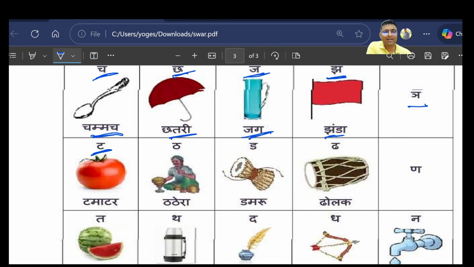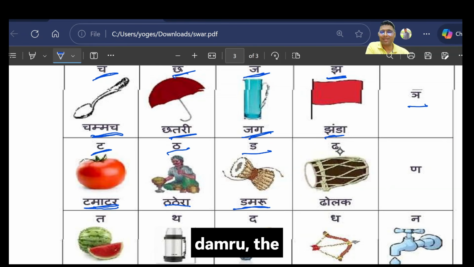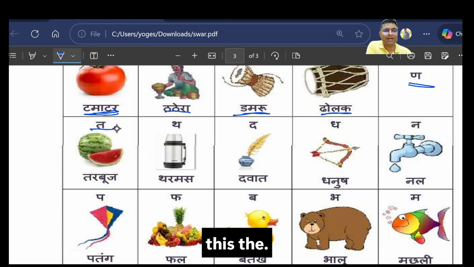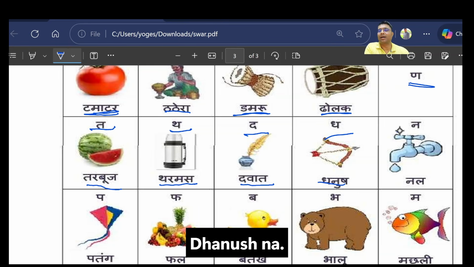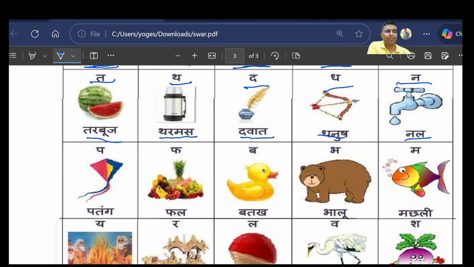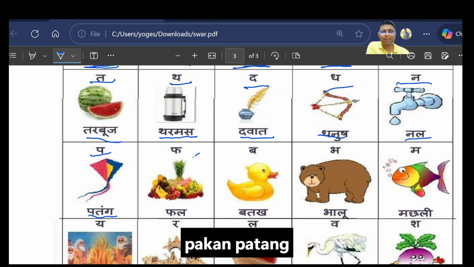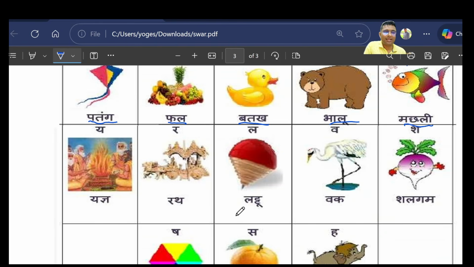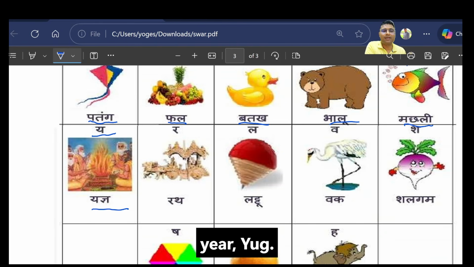Then jh झंडा. nya khali. After this, ta टमाटर. ठ ठठेरा. ड डमरू. ढ ढोलक. अण खाली. Then after this, ta तरबूज. थ थर्मस. द दवात. ध धनुष. न नल. प पतंग. फ फल. ब बतख. भ भालू. म मछली. After this, यज्ञ. र रथ. ल लट्टू.